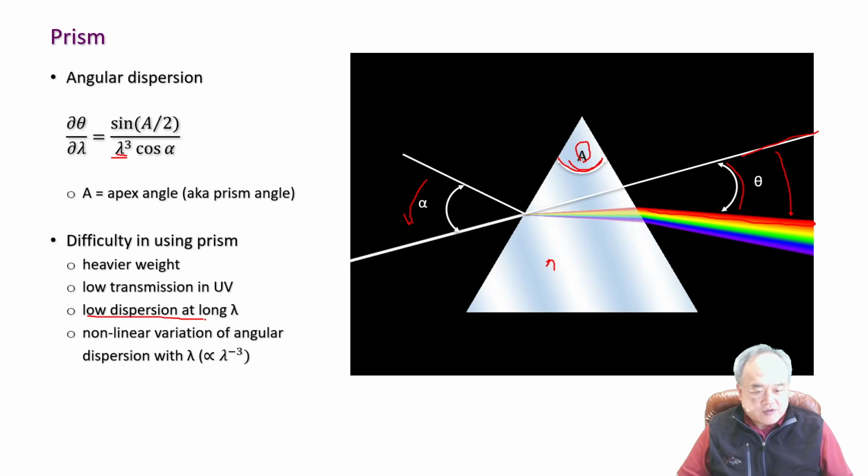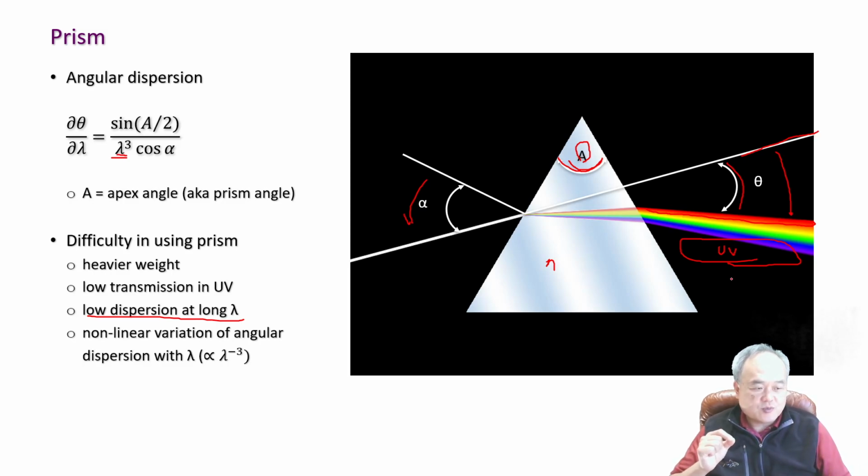So there is lower dispersion at long wavelengths, and in the really high frequency domain, such as the ultraviolet, light cannot be transmitted through these glassy materials. That means UV, or even slightly higher far UV, cannot really be dispersed through the prism. So there is low transmission in the far UV or near UV, and of course for higher frequency light, such as X-rays, it simply passes through the prism material.